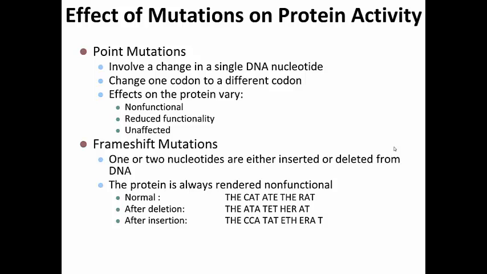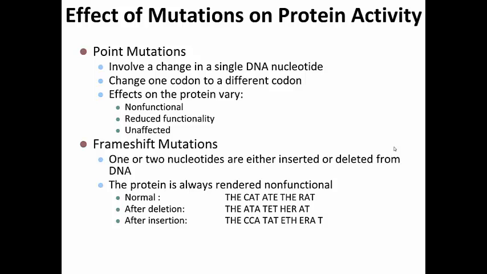If I use myself as an example, my mutated melanocortin receptor is a single change in a DNA nucleotide. By the way, we refer to that as a single nucleotide polymorphism, an SNP. And that's why I have red hair instead of dark skin and dark hair.